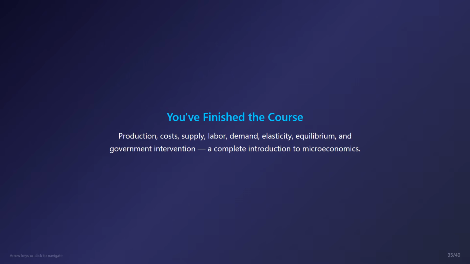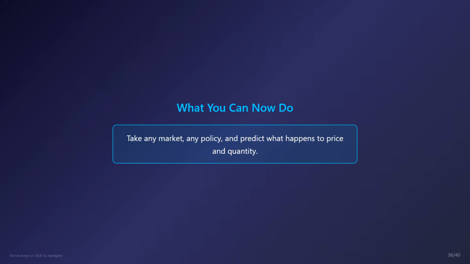You've now finished the course. Production and costs, the supply curve, the labor market, demand, elasticity, equilibrium, and government intervention. Together, that's a complete introduction to microeconomics. And think about what you can now do. Take almost any market and almost any policy, and you can predict what happens to the price and to the quantity. That's a genuinely powerful skill, and it's yours.